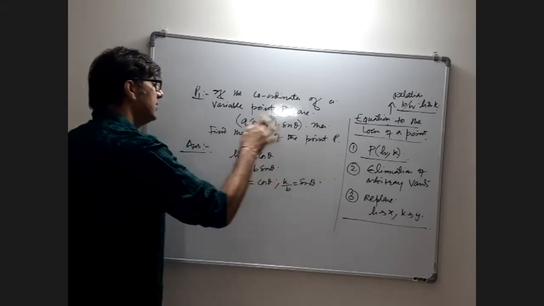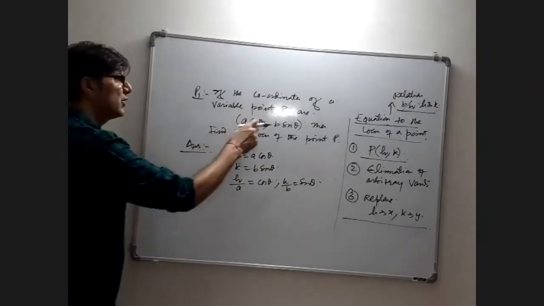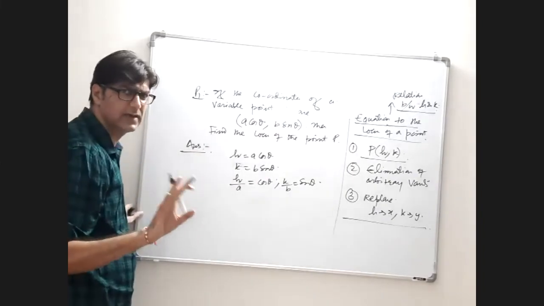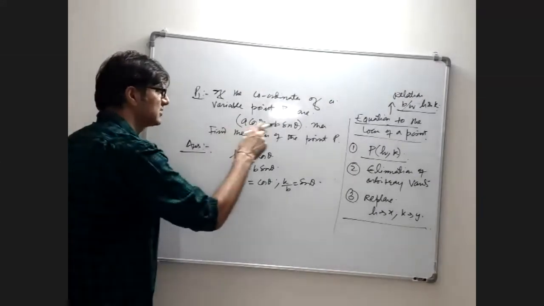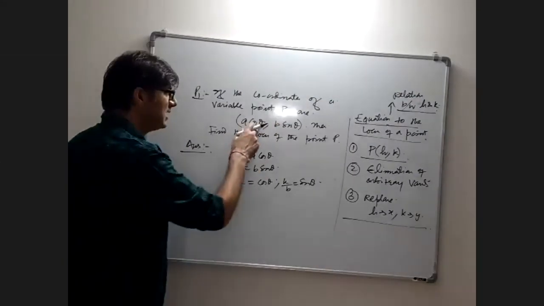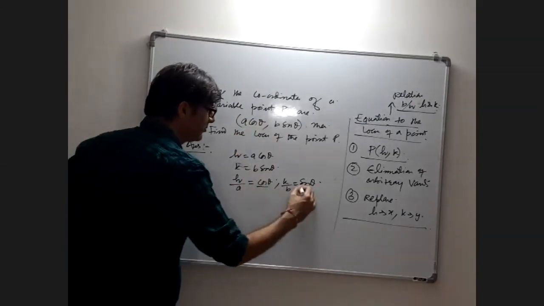See, यहाँ पर हमें theta को eliminate करना है. a and b are constants. They are arbitrary constants. They are fixed constants, a and b. But theta is variable, and therefore this variable को हम eliminate करते हैं.